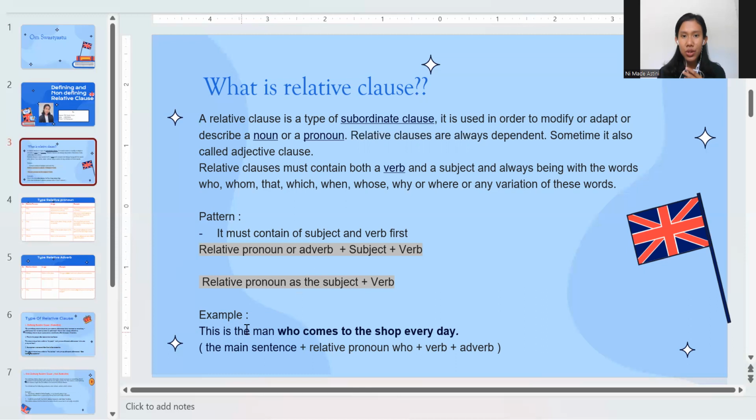Please pay attention to the example. This is the man who comes to the shop every day. If we get it back to the original, which is two sentences, it becomes: This is the man. He comes to the shop every day. That's two sentences. But if you want to make it one sentence, you need to put relative clause here. It becomes: This is the man who comes to the shop every day. So who here is referred to the man.